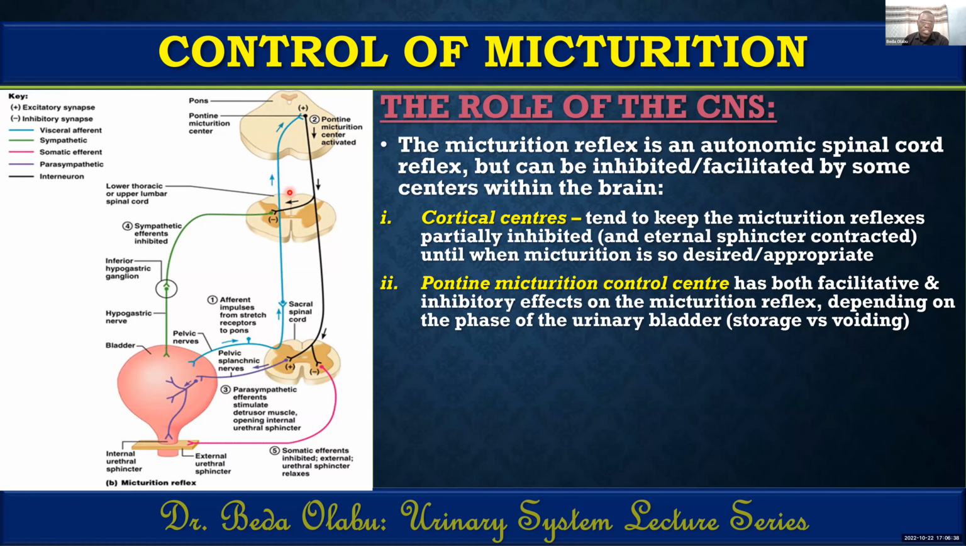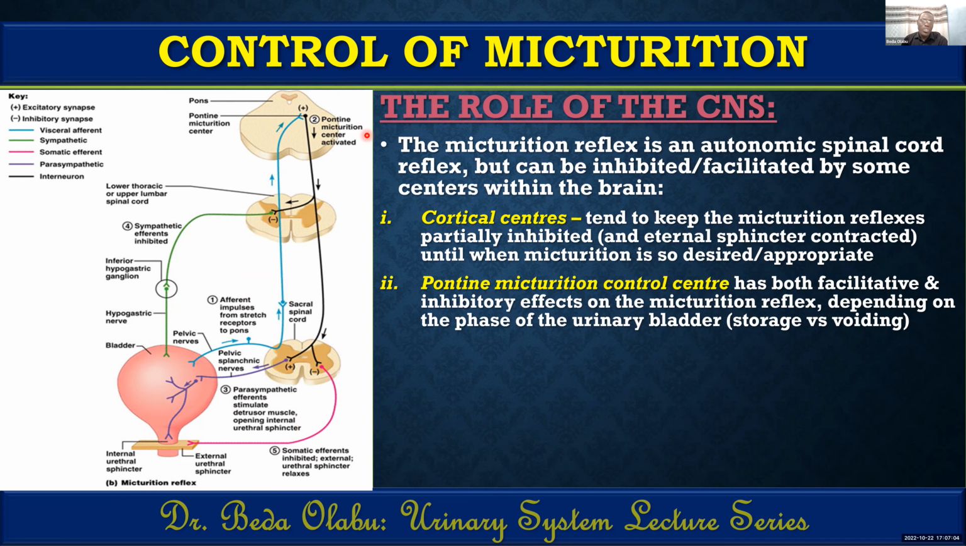The second target of the pontine micturition center being activated is the parasympathetic division to the urinary bladder. Now, this one causes the detrusor muscle to contract, hence increasing the intravesical pressure. It also helps to open the internal urethral sphincter as well. And so urine can come out easily.